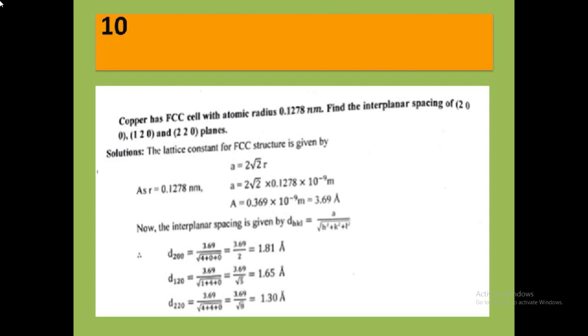For d120 is equal to 3.69 divided by under root 1 plus 4 plus 0, which is equal to 3.69 divided by root 5, which is equal to 1.65 angstrom. And for d220 is equal to 3.69 divided by under root 2 square plus 2 square plus 0 square, which is equal to 3.69 divided by root 8, which is equal to 1.30 angstrom.